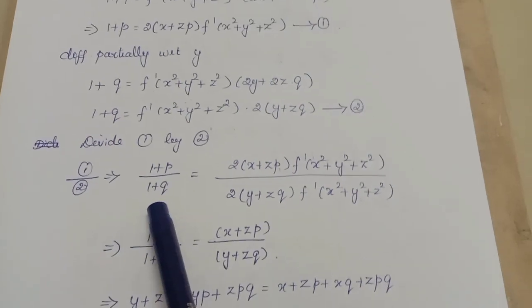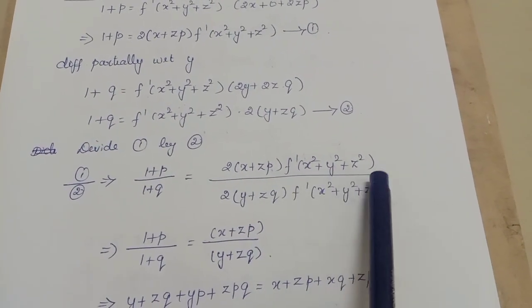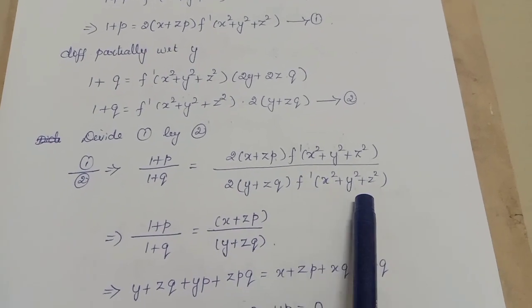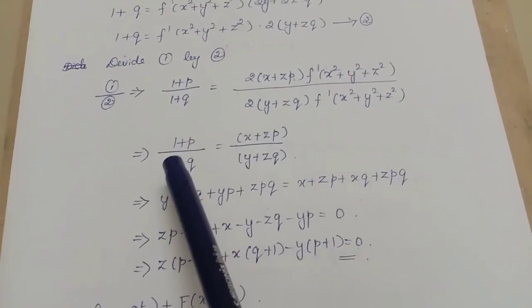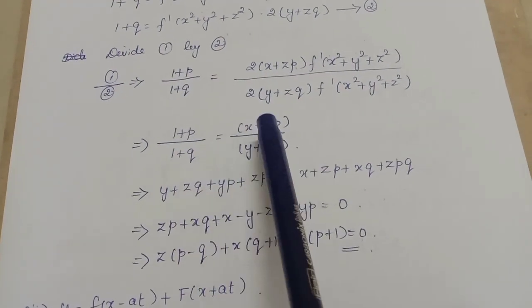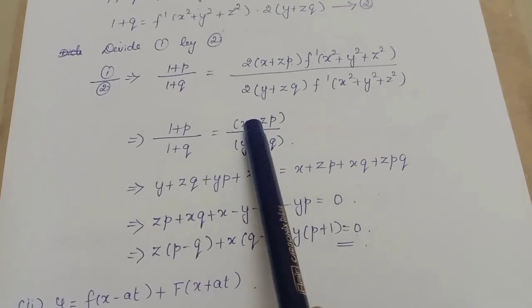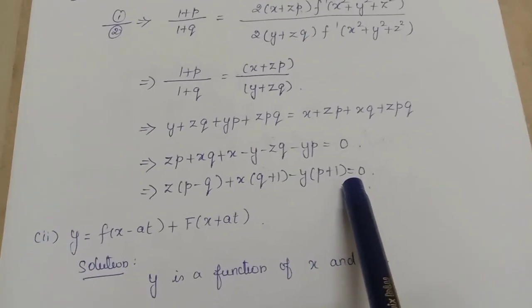So 1 plus p by 1 plus q equals 2 into x plus zp into f dash of x square plus y square plus z square by 2 into y plus zq into f dash of x square plus y square plus z square. So both f dash get cancelled. So finally I am getting 1 plus p by 1 plus q equals x plus zp by y plus zq. Next you cross multiply and simplify the expression to get it in whichever form you require.